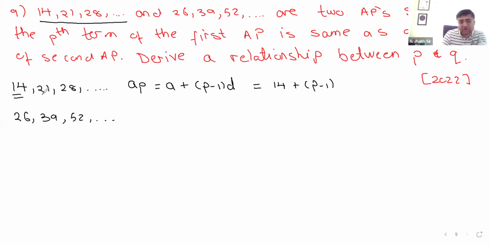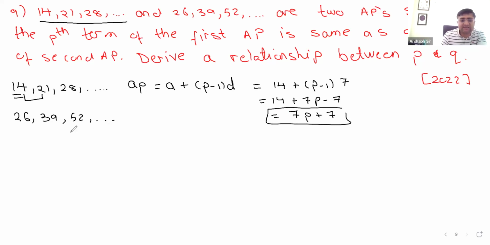What is the common difference? 21 minus 14, that is 7. So this will become 14 plus 7P minus 7. That is basically 7P plus 7. Do you agree? Is the same as qth term for this AP. So qth term for this AP is A plus Q minus 1 times D. That is 26 plus Q minus 1.